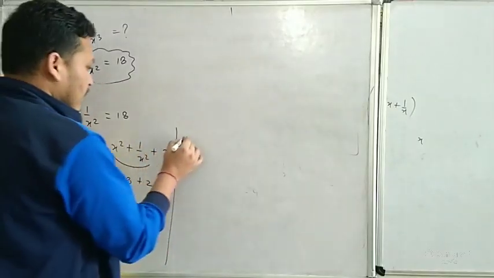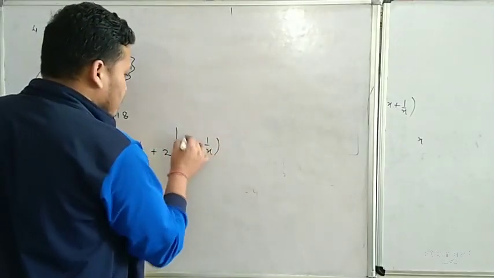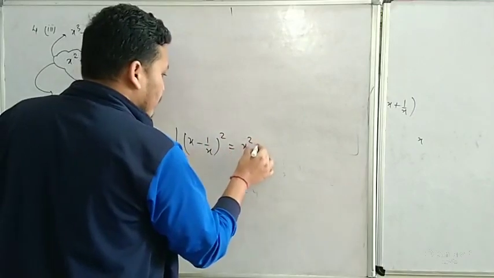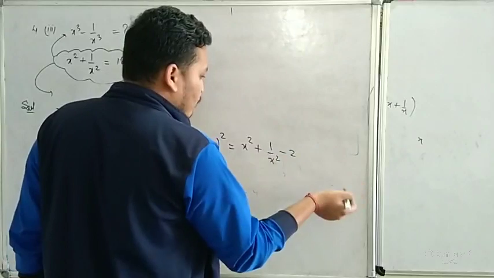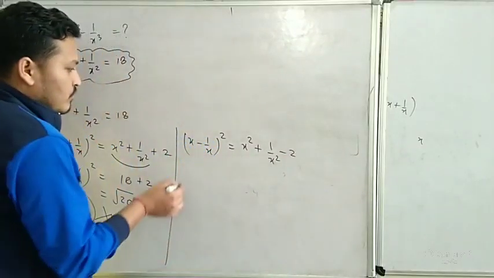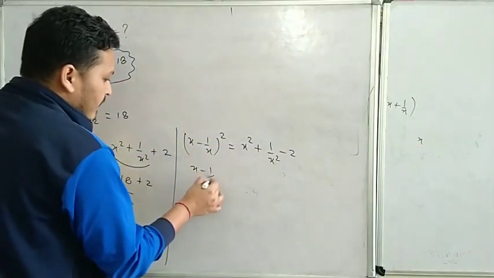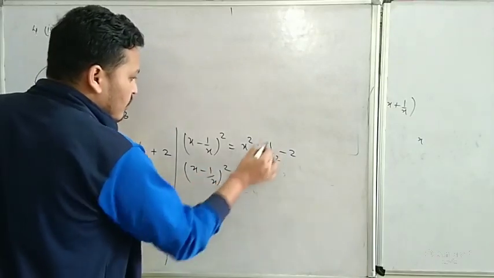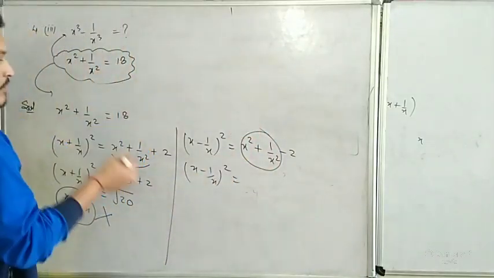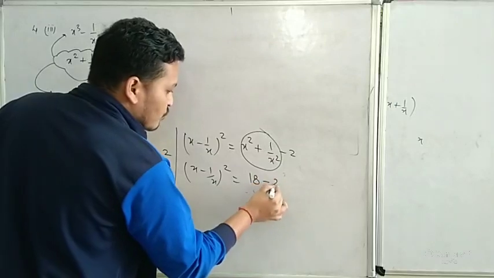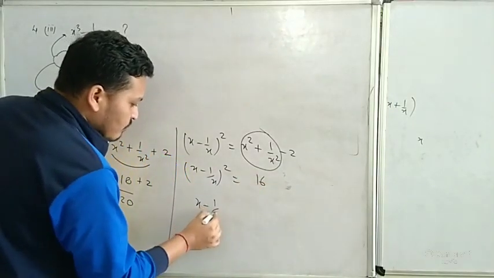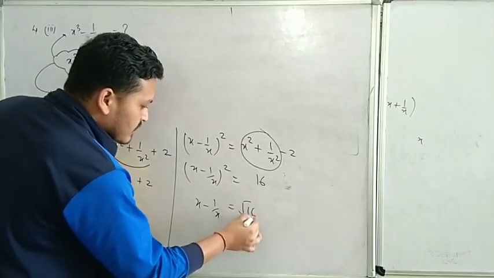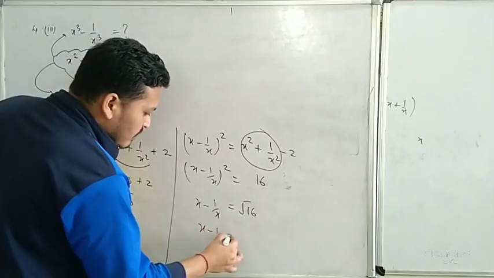You know that x minus 1 by x whole square is equal to a square plus b square minus 2ab. So minus 2 into x into 1 by x, the x cancels, minus 2. What is the value of x minus 1 by x whole square? It is x square plus 1 by x square, which is given as 18. So 18 minus 2 is 16. So x minus 1 by x is equal to root 16, so x minus 1 by x is equal to 4.